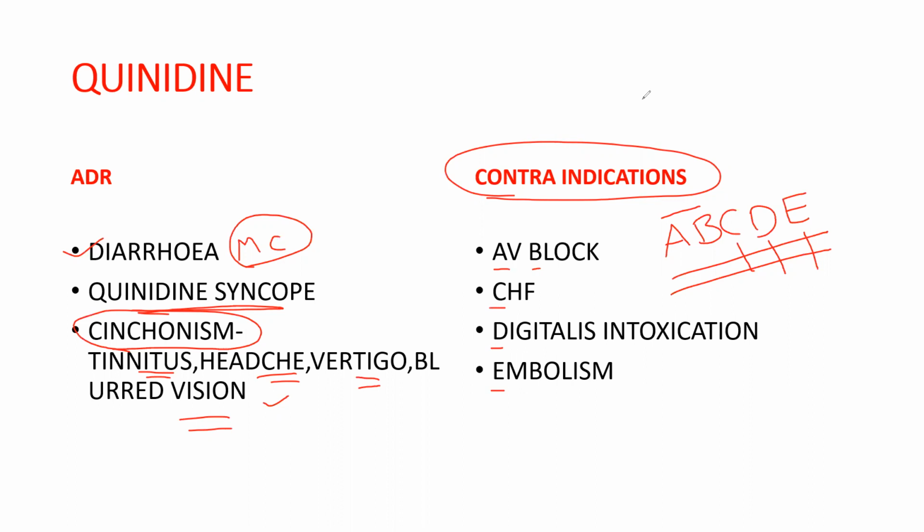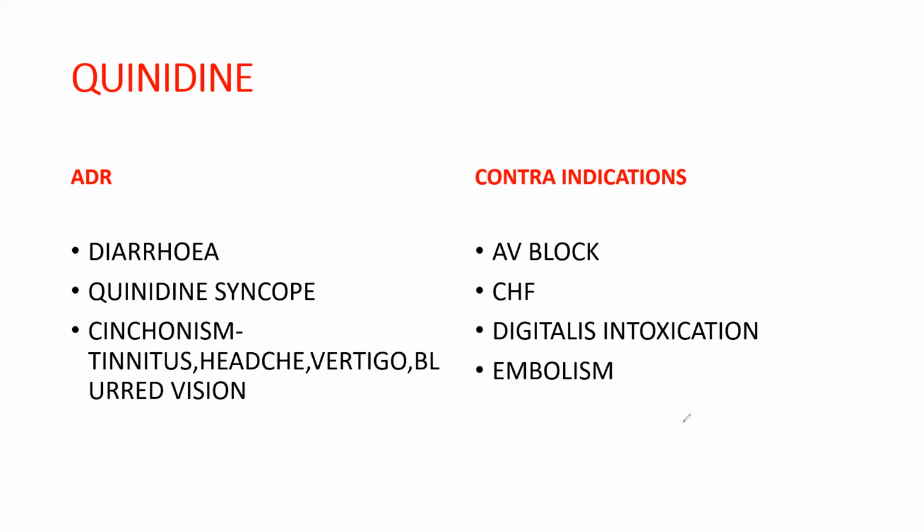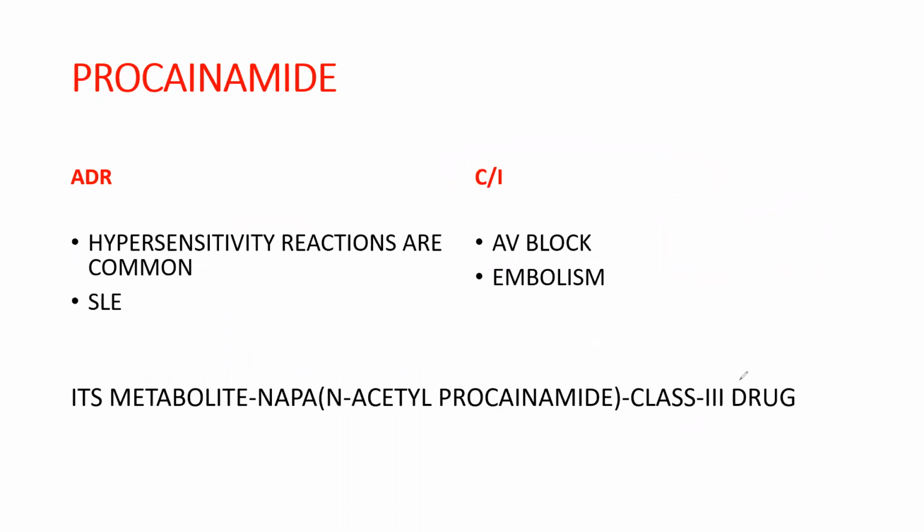You can write these therapeutic uses for all class 1A drugs: quinidine, disopyramide, and procainamide. Diarrhea is the most common ADR for quinidine, and contraindications you can remember with the mnemonic A, B, C, D, E. Coming to procainamide, the therapeutic uses are all those four. For ADRs, hypersensitivity reactions are most common, and systemic lupus erythematosus. Contraindications are AV block and embolism. Procainamide has a metabolite known as NAPA, N-acetyl procainamide, which is a class 3 drug.